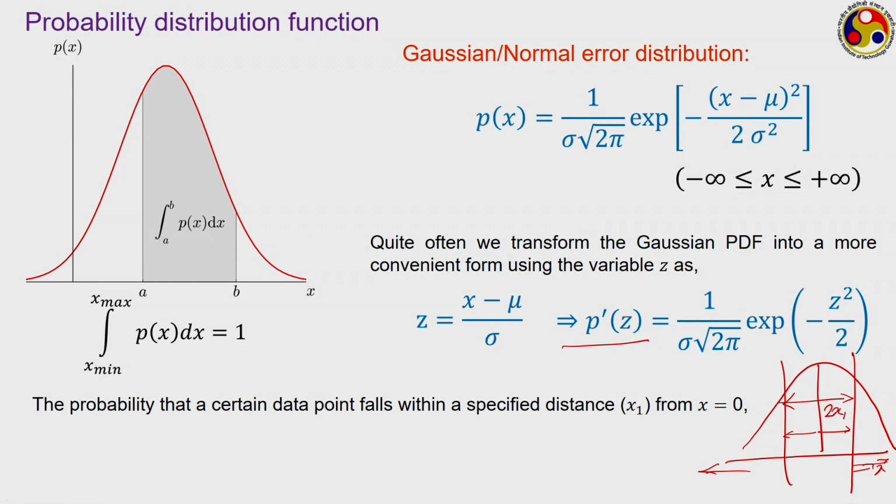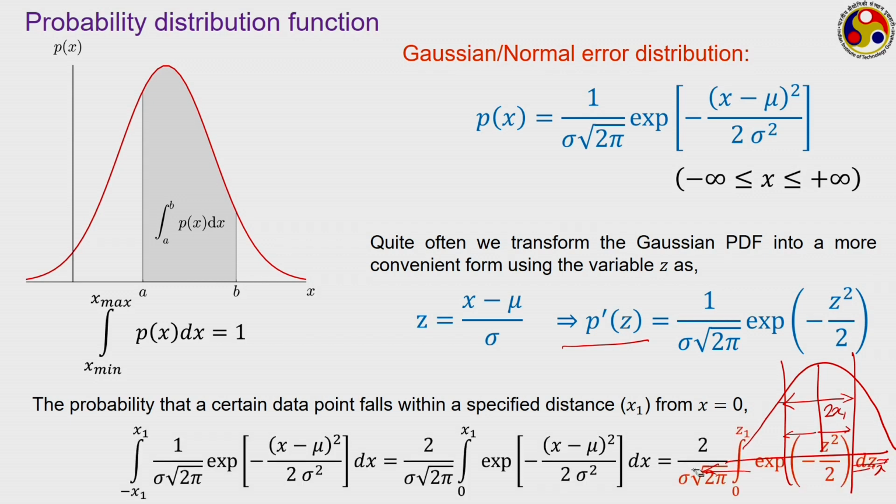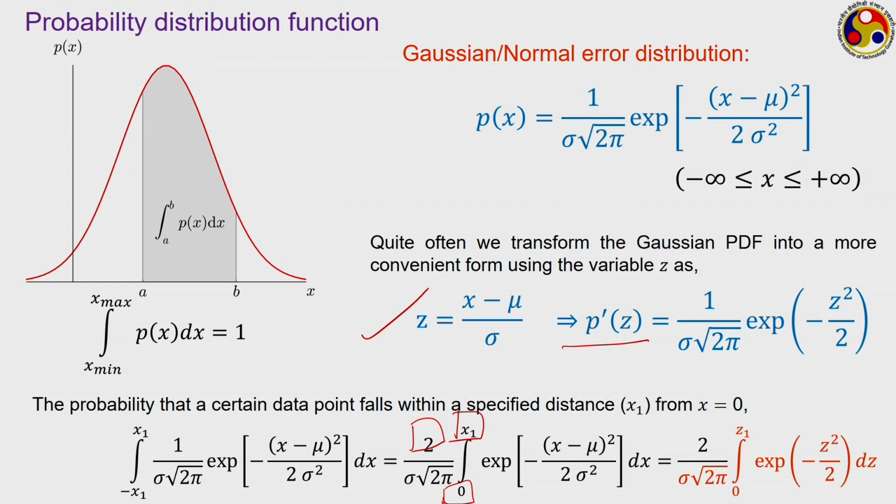To identify that, what we have to do? We have to integrate this particular p(x) over this interval, that is, over minus x1 to plus x1. This curve being symmetric, we can take the 2 out, thereby changing the integration limits from 0 to x1, and then using this transformation of z, it comes to a form like this: 2 upon sigma root 2 pi, integral 0 to z1, exponential minus z square by 2 dz, where this z1 is nothing but x1 minus mu upon sigma.